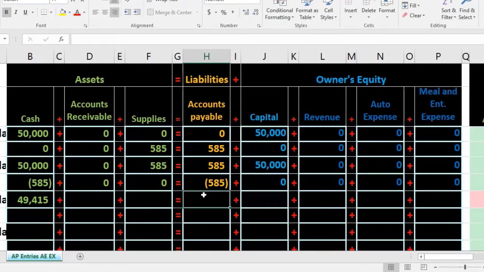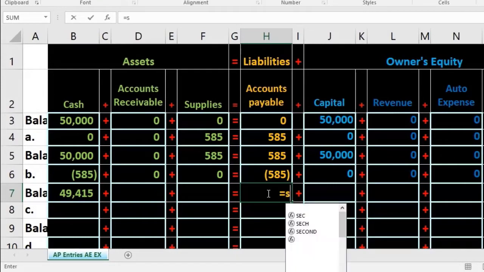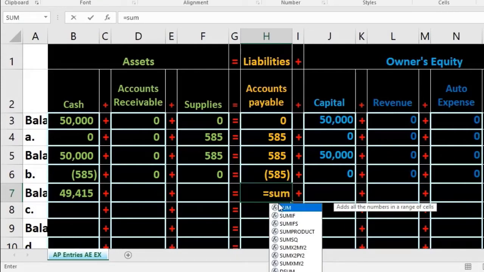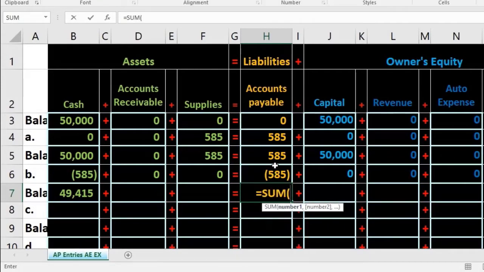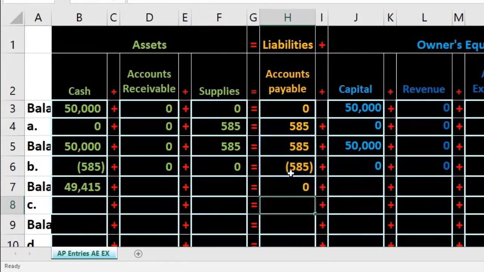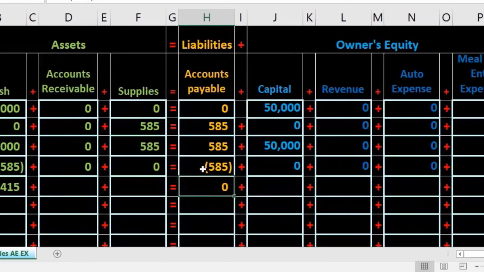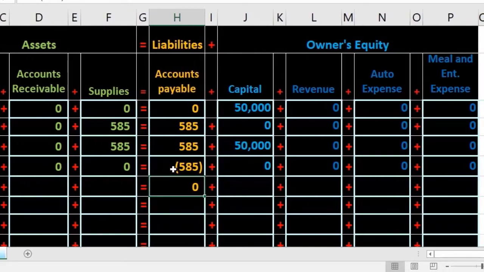I'm going to scroll over here to H7 and work with the cells where we had transactions first. So in H7 equals SUM, double click the sum function, and then highlight the 585 and the 585 and enter. That goes back down to zero. Zero in accounts payable is what we would expect given the fact that we have now paid off what we have owed from a purchase in the past.